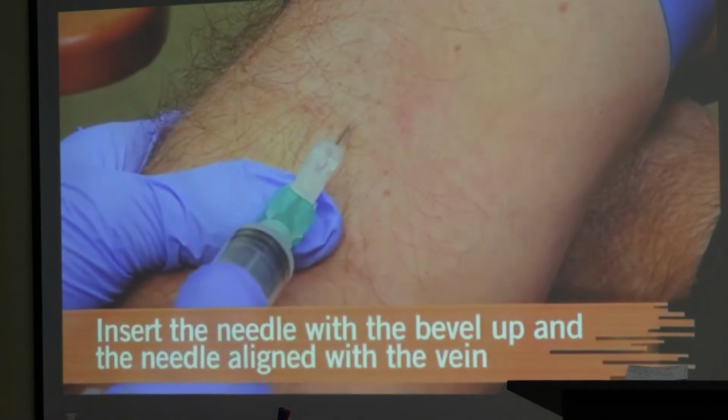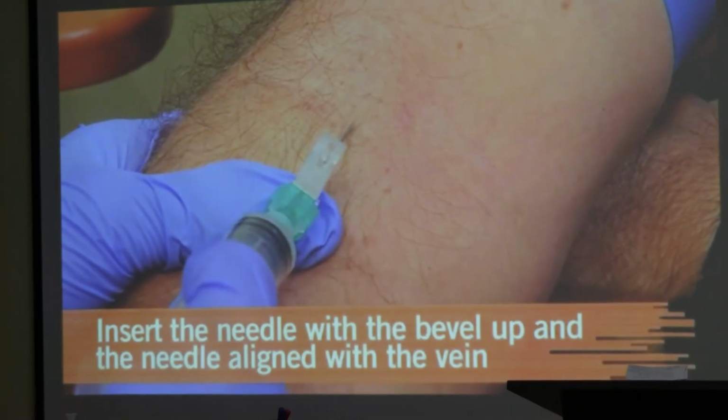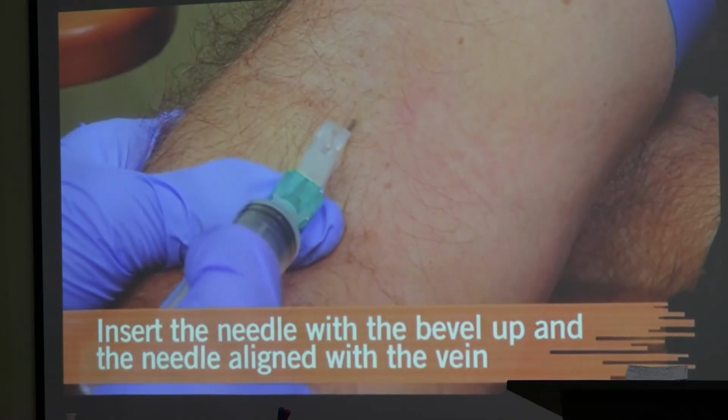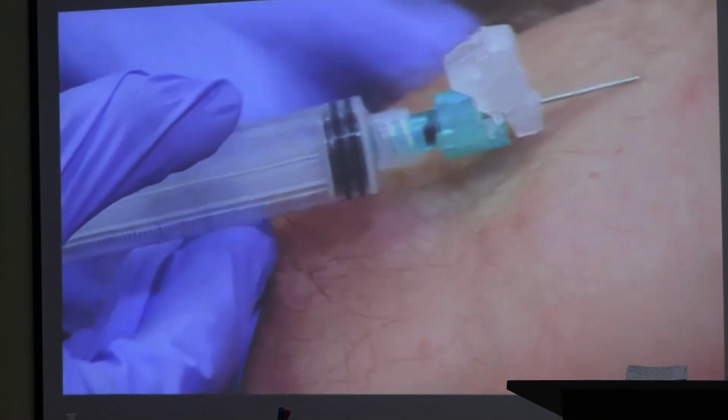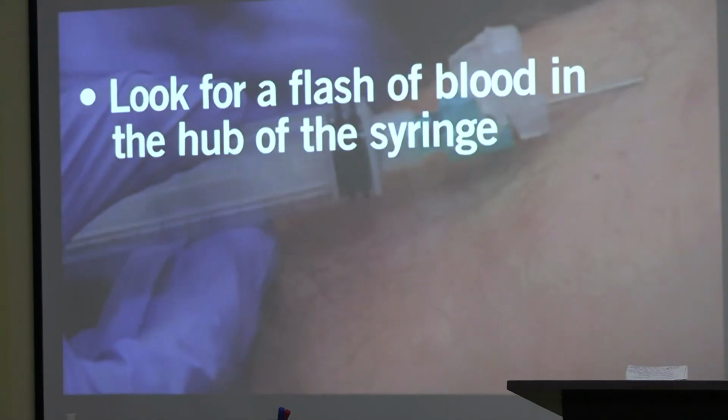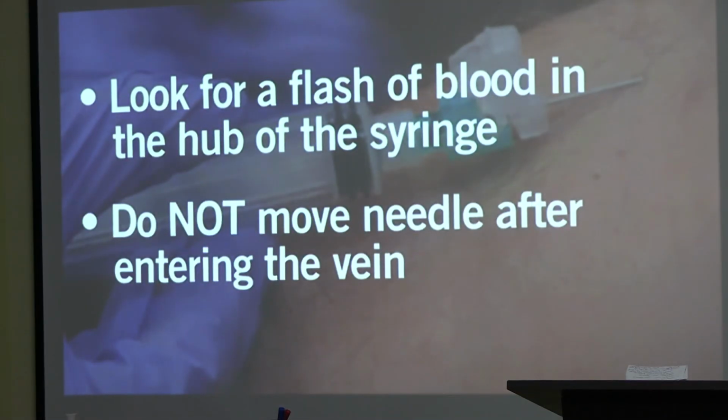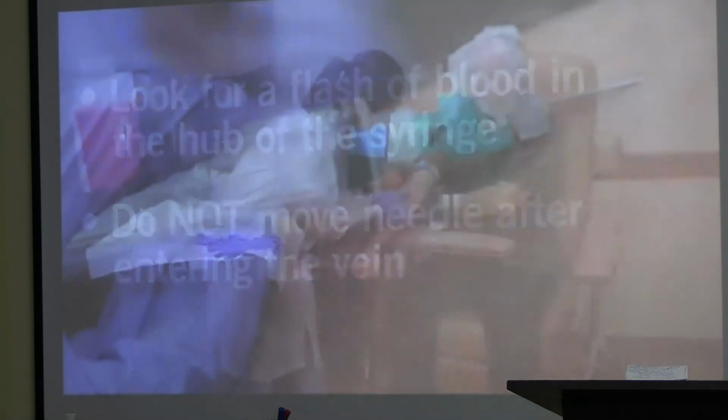With the bevel up and the needle aligned parallel to the vein, insert the needle quickly and smoothly at a 15-degree angle to the skin. Look for a flash of blood in the hub of the syringe. This tells you that the needle is in the vein. Make sure you don't move the needle after entering the vein.